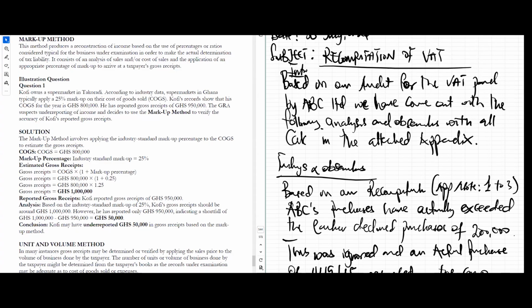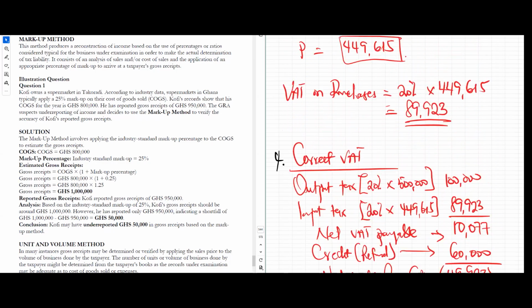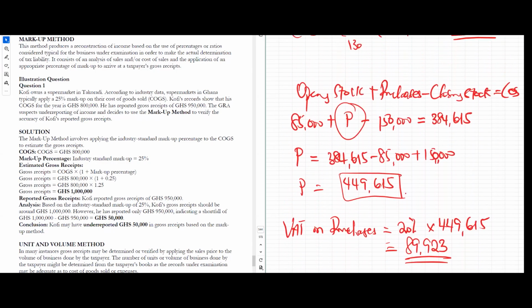You see how they tell you to write a report. And this small question, you see, is a full 20 marker. Can you see that? How was the question? It was a good exercise, eh?